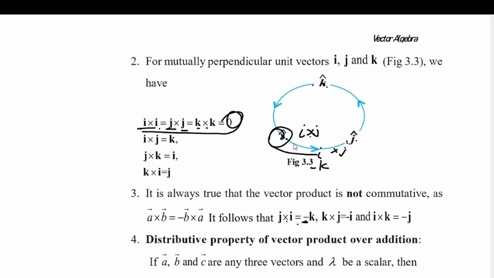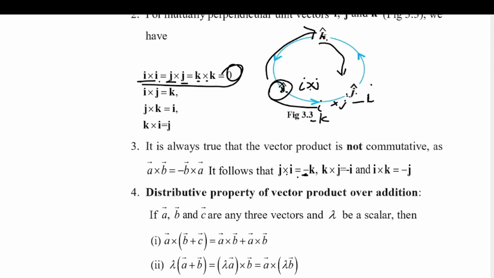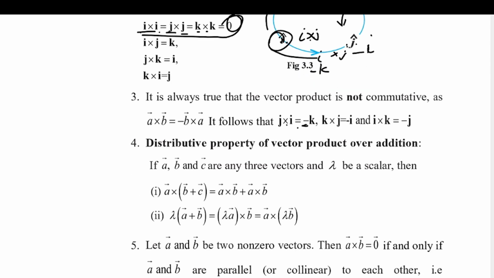And also K cross J. So we are coming back here. So K cross J also giving us negative I. And then the last one is I cross K. So making an inverse movement giving us negative J. For that matter, the cross product is not commutative. Now the distributive property of vector products or addition.